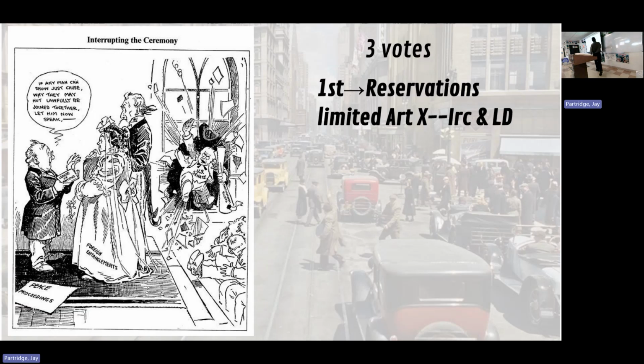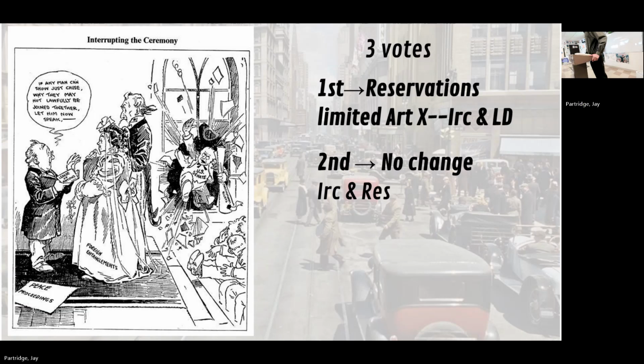Irreconcilables and loyal Democrats voted against, did not pass. Then the vote with no reservations, no change to the treaty. Irreconcilables and reservationists voted against it, did not pass. Remember, they need 2/3. The last one, there was a massive lobbying effort and begging Wilson to allow his loyal followers to change their vote.